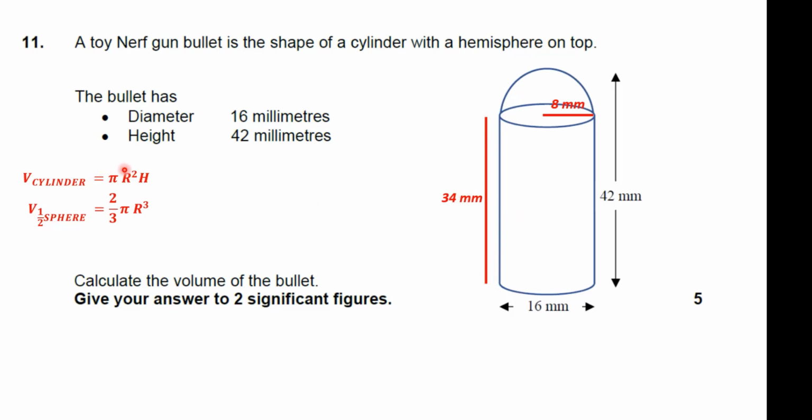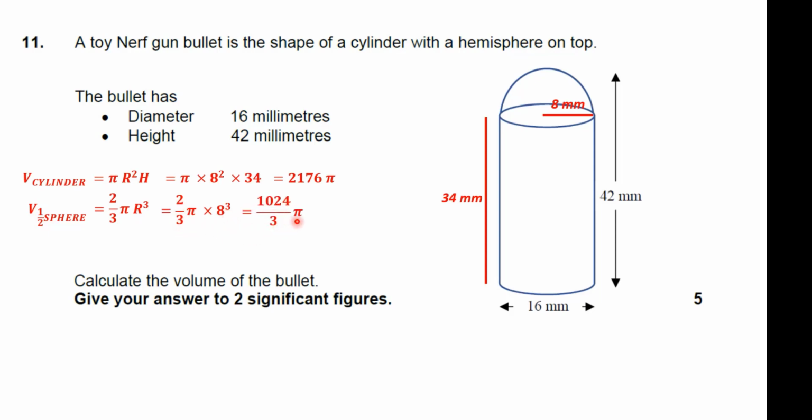So we can put these numbers into the first equation. Pi times 8 squared times 34. I'm just going to work out the numbers, leave pi alone. So you get 2,176 pi. That's 8 squared times 34 gives you 2,176. Leave pi alone just now. We'll do it at the end. Now we do the same here. We've got the same radius, so it's going to be 2/3 pi times 8 cubed. You again work out 8 cubed.